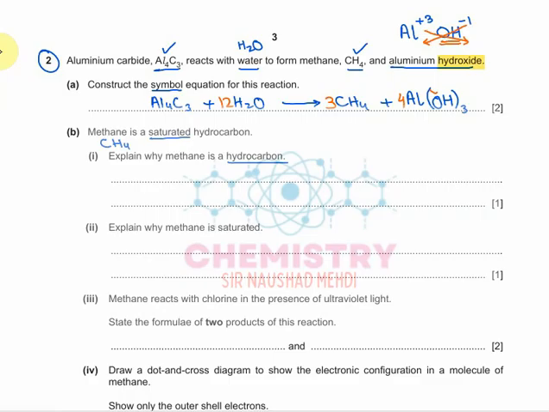the CH4 is only made up of two elements, that is hydrogen and carbon. So hydrocarbon means a compound made up of hydrogen and carbon. So it is called a hydrocarbon because it contains only carbon and hydrogen. As you can see in the formula, it's CH4.